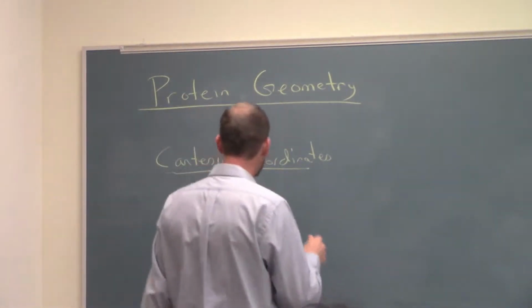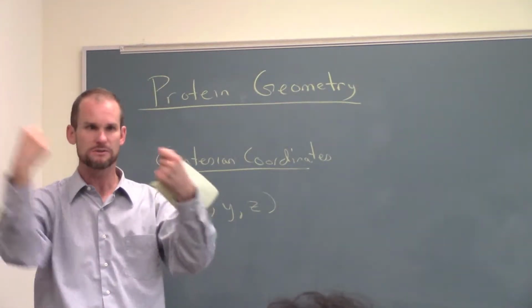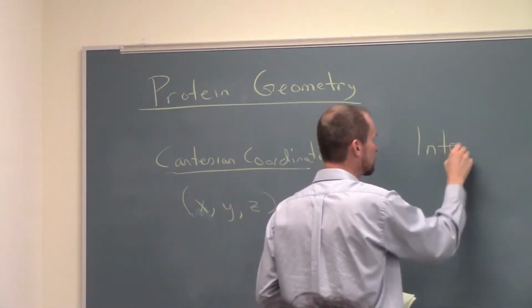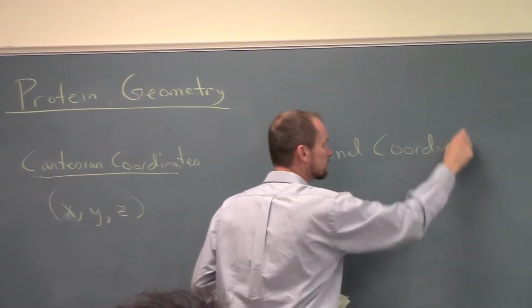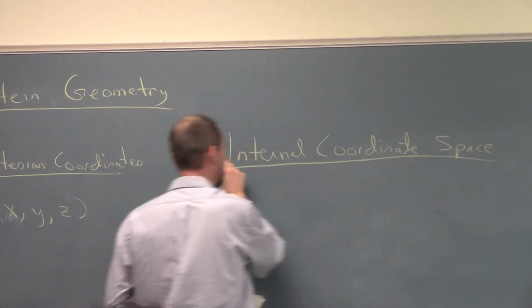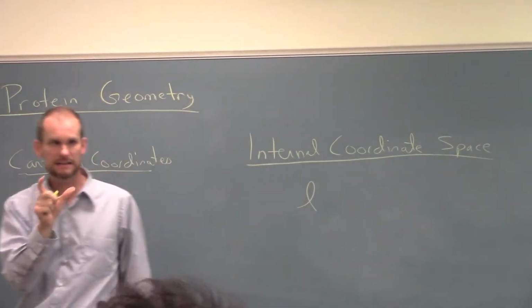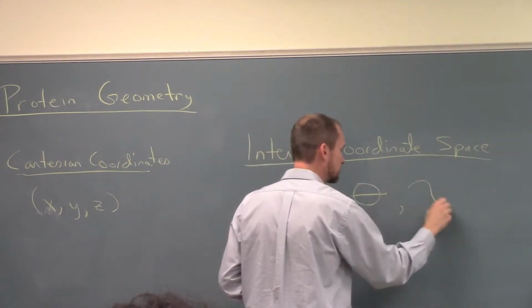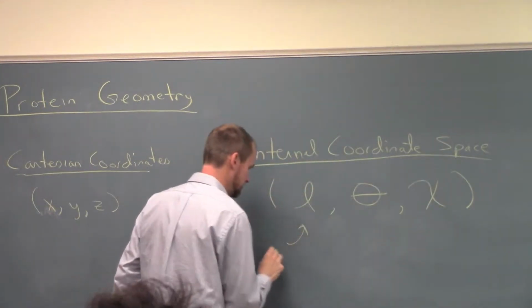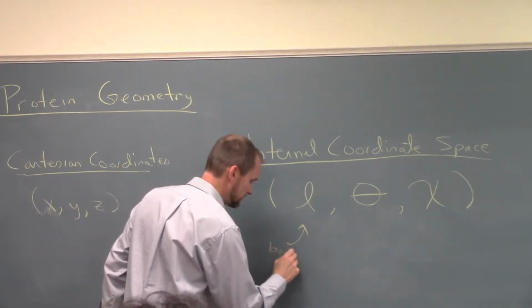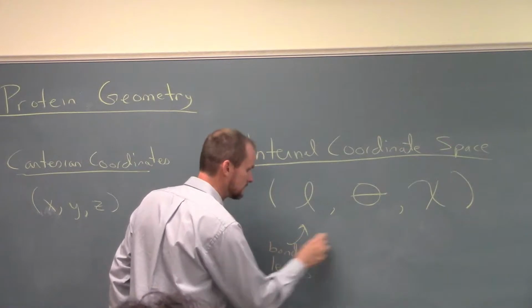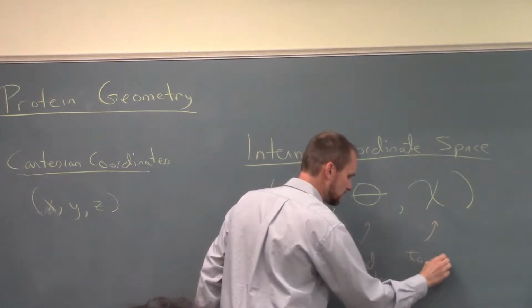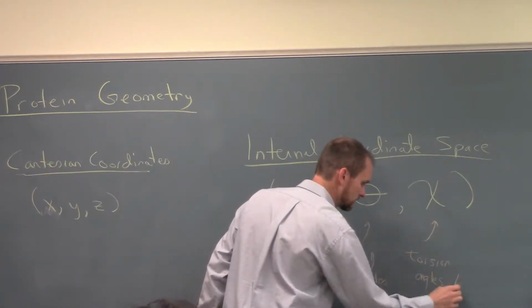That's nice, and it puts the points in space, but what really matters is where those atoms are relative to the other atoms. So what we really want to look at is an internal coordinate representation of the protein. We also have an internal coordinate space, where we're going to look at a set of lengths, or bond distances, between atoms that are bonded together, bond angles, and torsion angles, or dihedrals as we call them.